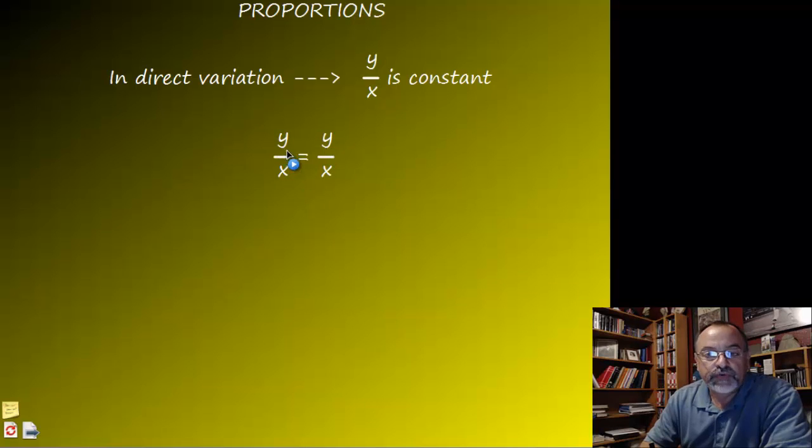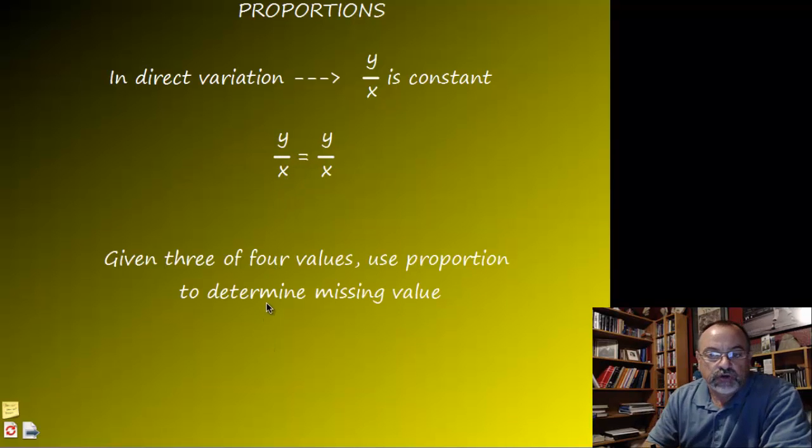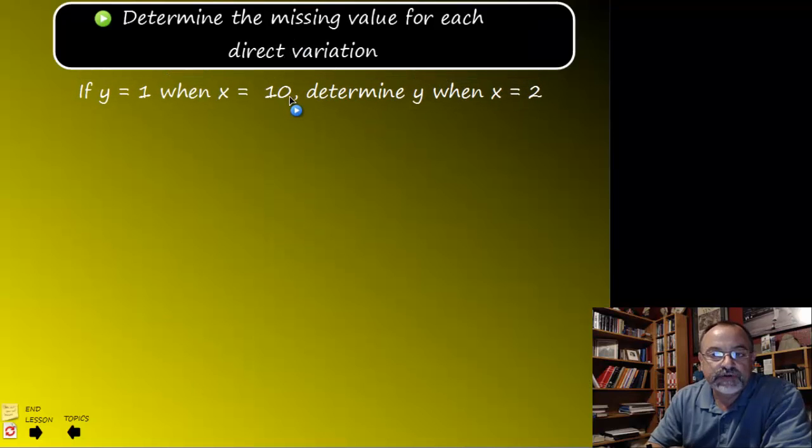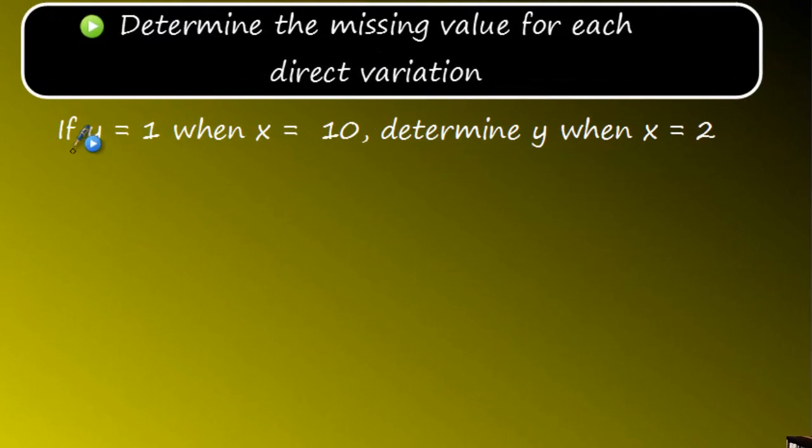So if you know three of these four values, you'll be able to figure out the fourth by simply solving the equation. So we can determine the missing value, and then we can write the equation and figure out other values. So what you have to do is a situation like this. If y is 1 when x is 10, so there's an ordered pair, y is 1 when x is 10, determine what y is when x is 2.